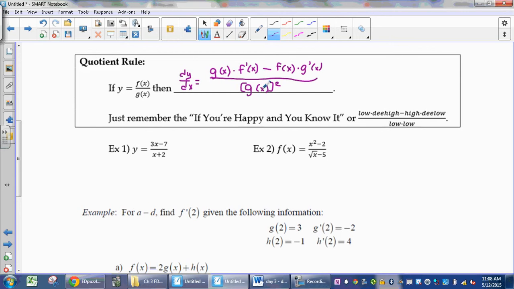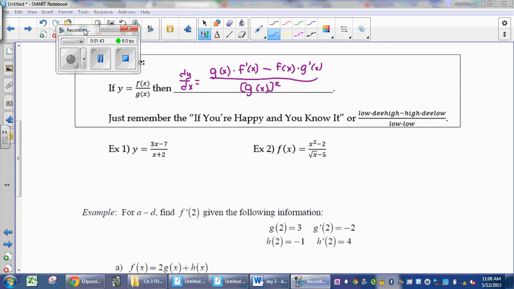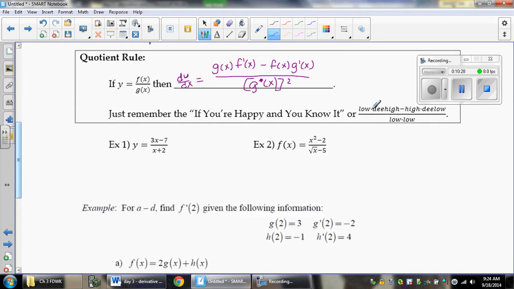So it's not as fun, but it's a little bit faster to sing. So yeah, that's our fun sung quotient rule. Low, bottom times the derivative of the top, low D high, minus high D low, all over low times low.